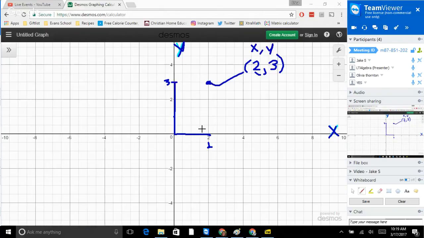Have you guys done this before? Graph points. Okay, it's okay to go over it again. You guys aren't like, oh, I've done this a million times. So this is (2, 3).